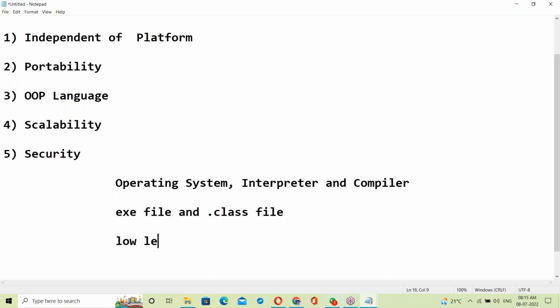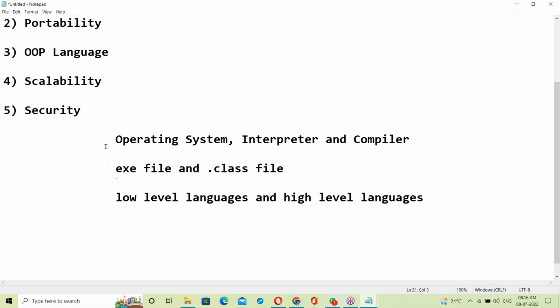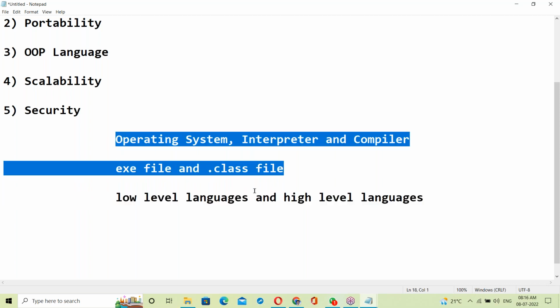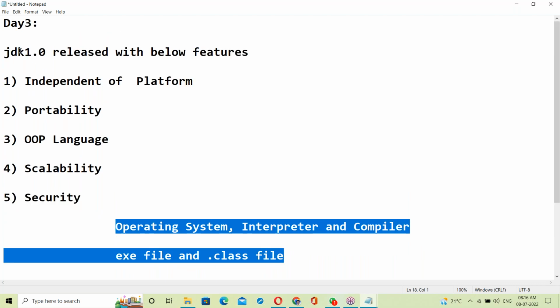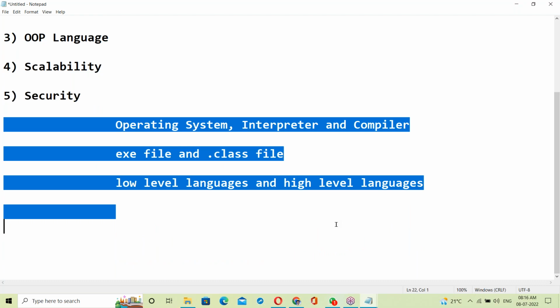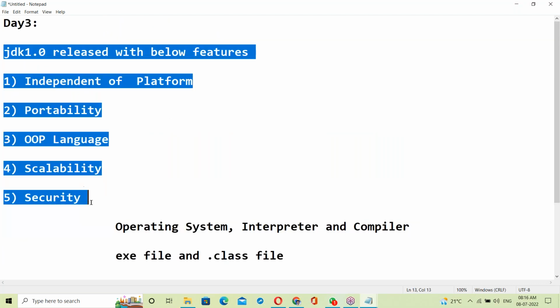So next, about low level languages and high level languages. If you have all of this knowledge here, then it is easy to understand about these features.